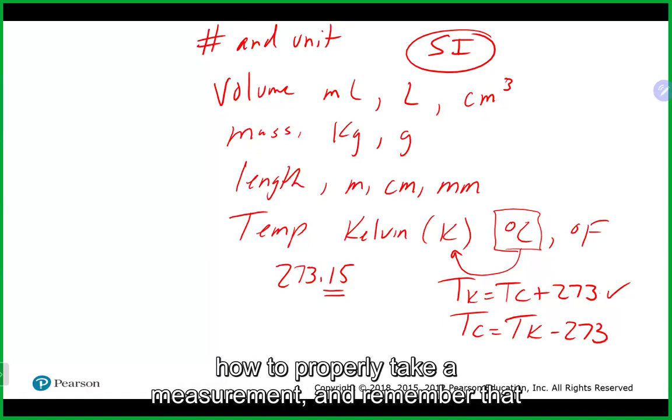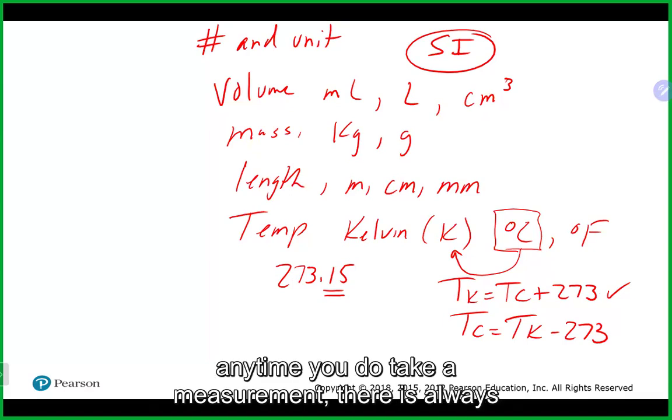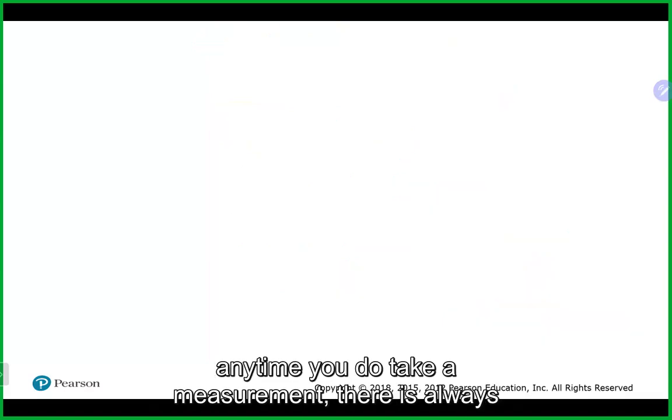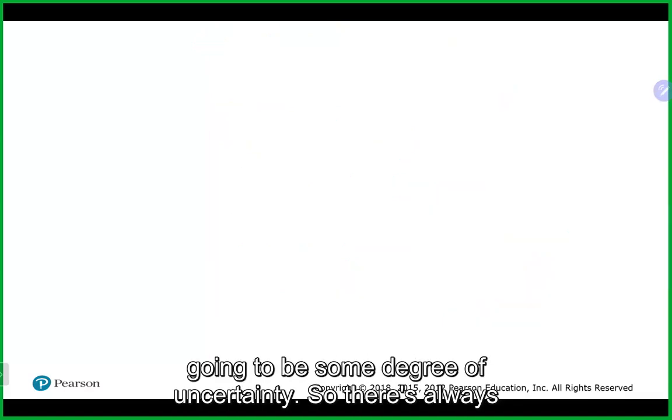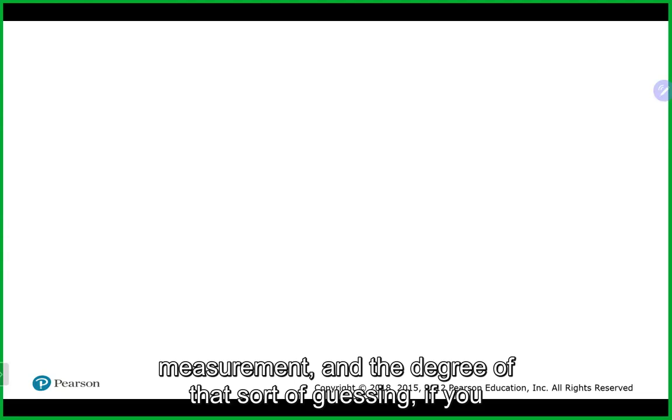More importantly, we talked at the end about how to properly take a measurement. Remember that anytime you take a measurement, there is always going to be some degree of uncertainty, some degree of estimation, or guessing if you will, in your measurement.